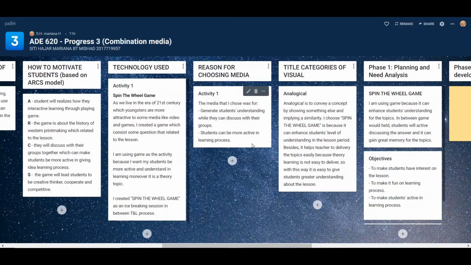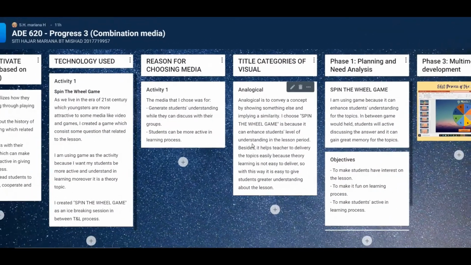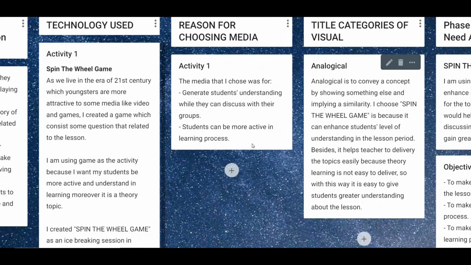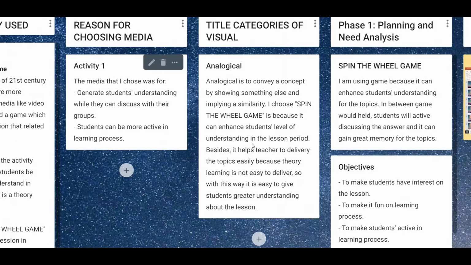So here is the reason for choosing the media. The media that I chose is to generate students' understanding while they can discuss with their groups. And the second one is that students can be more active in the learning process.